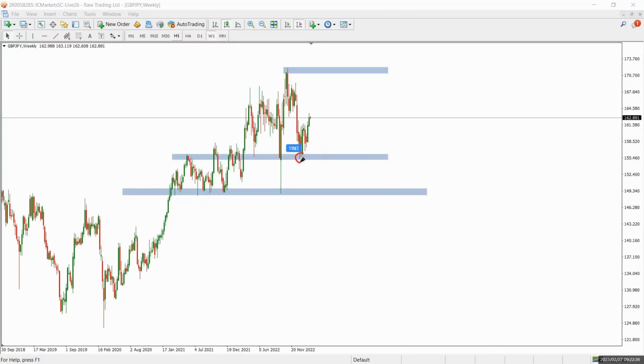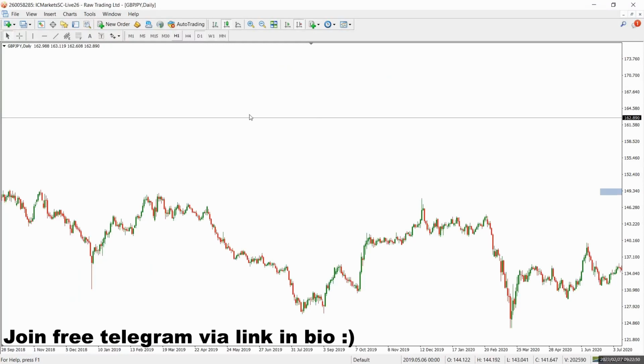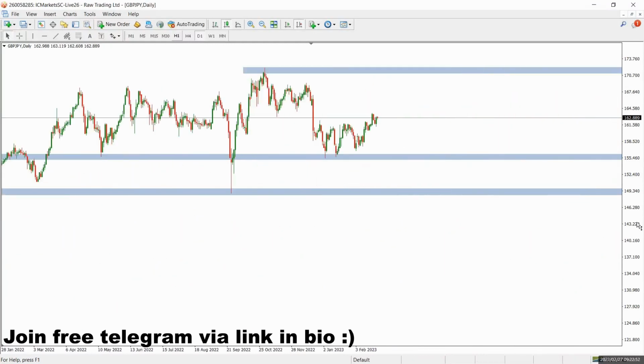I can see price coming in on a support right at this level. And after price hits support, price makes a push and starts to go to the upside. So that's very perfect. So this is the point where I drop down to the daily time frame.